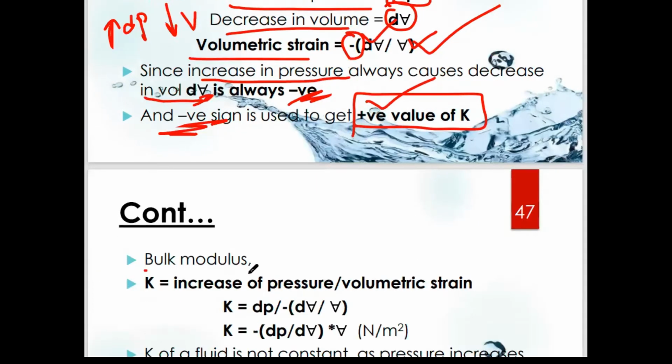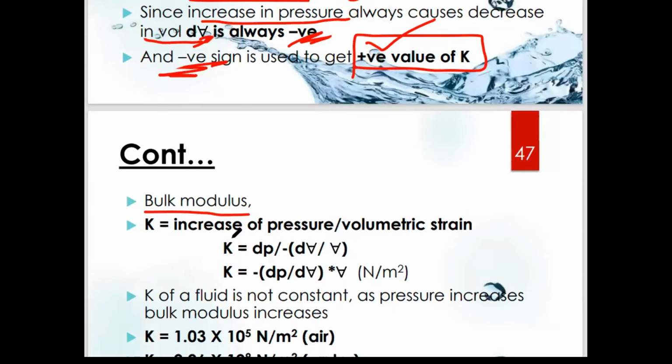Now what is the definition of the bulk modulus? It is the compressive stress to the volumetric strain. Compressive stress is nothing but the increase in pressure. So according to the definition, bulk modulus K is equal to the increase of pressure divided by volumetric strain. The increase of pressure is dP, and volumetric strain is minus dV by V. Here V goes to the numerator, so K is equal to minus dP by dV into V. The unit for the bulk modulus is Newton per meter square.